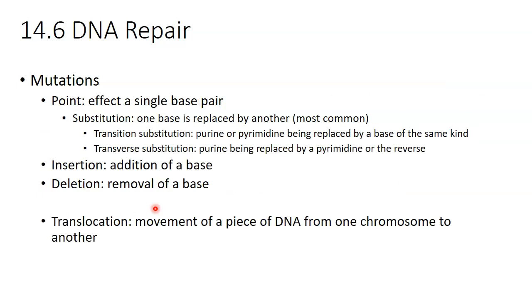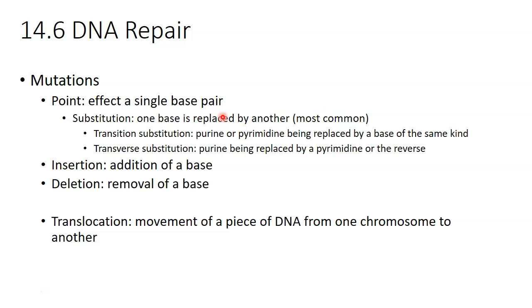So here are some different types of mutations. The first is a point mutation. And by the way, there's a video on this as well if you'd like to watch it. When you think of a point mutation, this is a single base pair that gets affected. This might be a substitution, an insertion, or a deletion. A substitution is when one base is replaced by another. This is the most common. This can be a transition substitution or a transversion substitution.